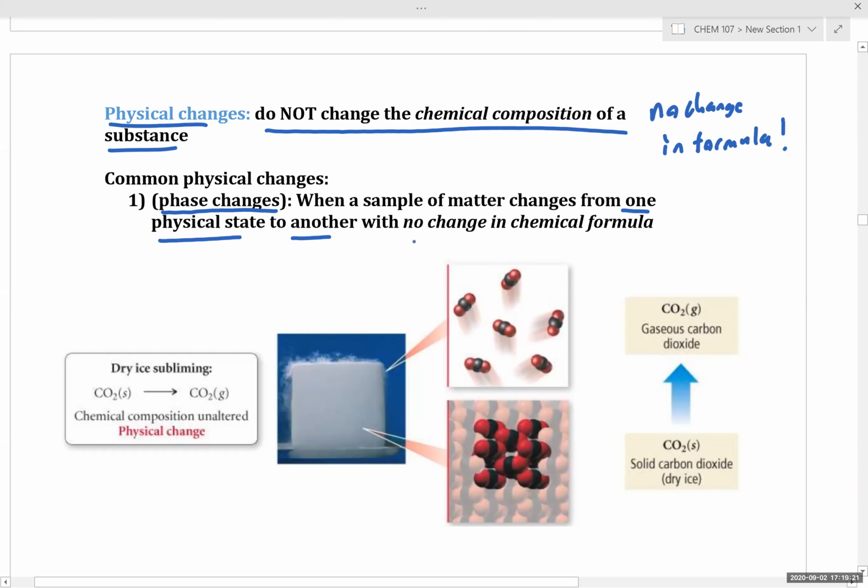So if we think about phase changes, common keywords for phase changes are evaporate, that's from liquid to gas, melts, that's going from solid to liquid, and then sublimes is going from solid to gas.